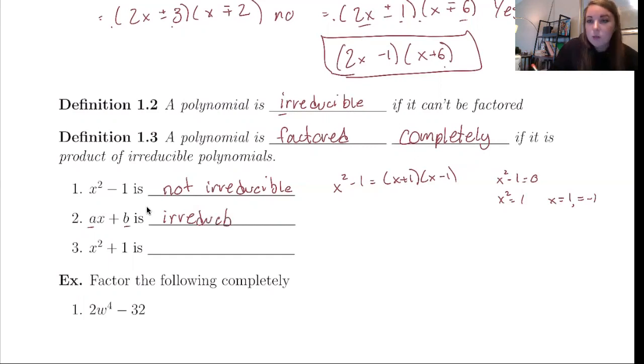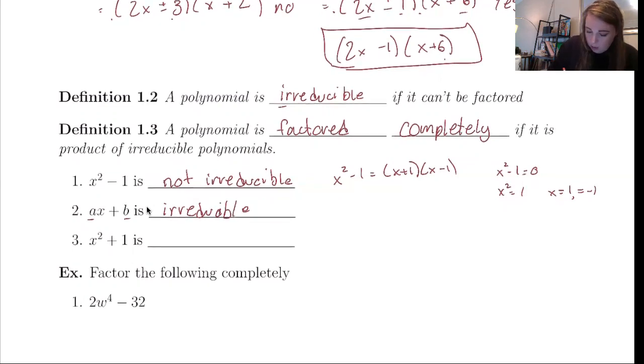2x plus 4, I can reduce that. I can pull 2 back out. So that's not what we're talking about in that case. Well, there we go. What about x squared plus 1? Look at x squared minus 1 and x squared plus 1.